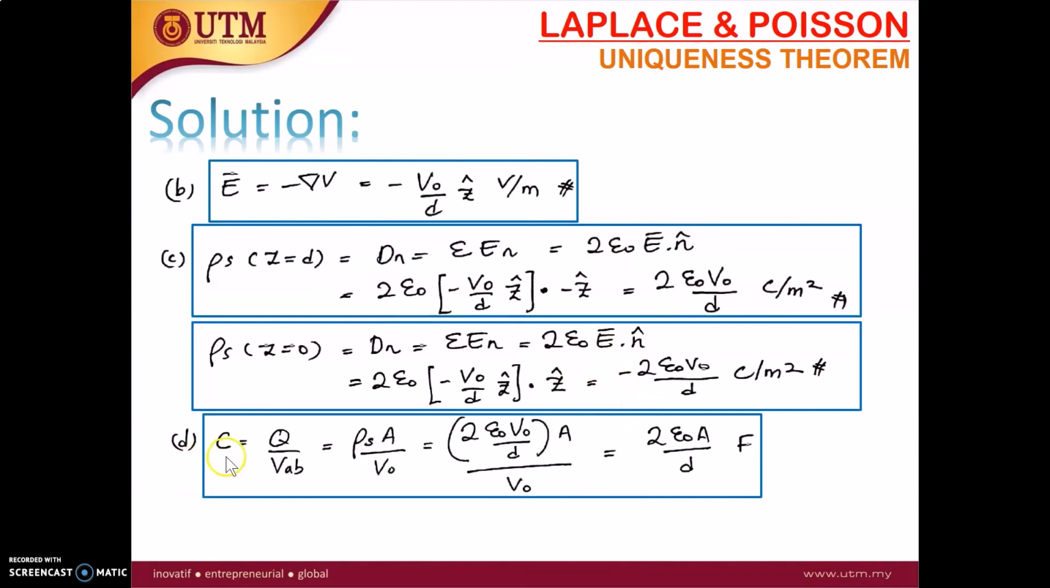For D, C equal to Q divided by VAB, where Q equal to rho S times A, over VAB which is V0. So rho S when Z equal to D is 2 epsilon naught V0 over D, over V0. V0 can be cancelled out, and you get 2 epsilon naught A over D farad. But we want to find the capacitance per meter square, so we have to divide C by A. You get 2 epsilon naught over D farad per meter square.